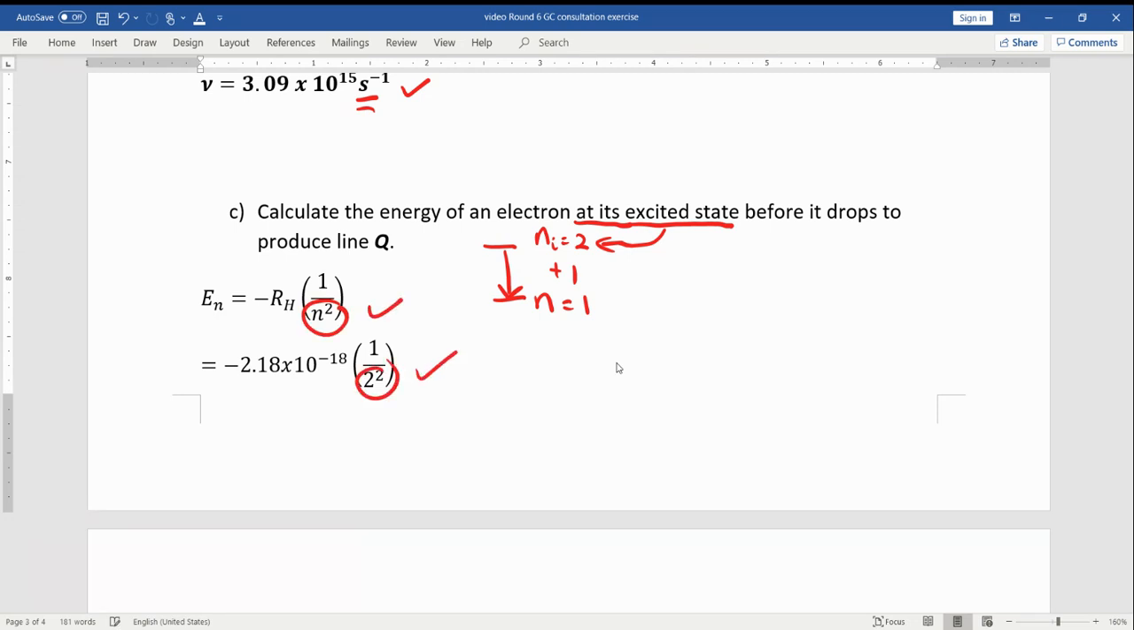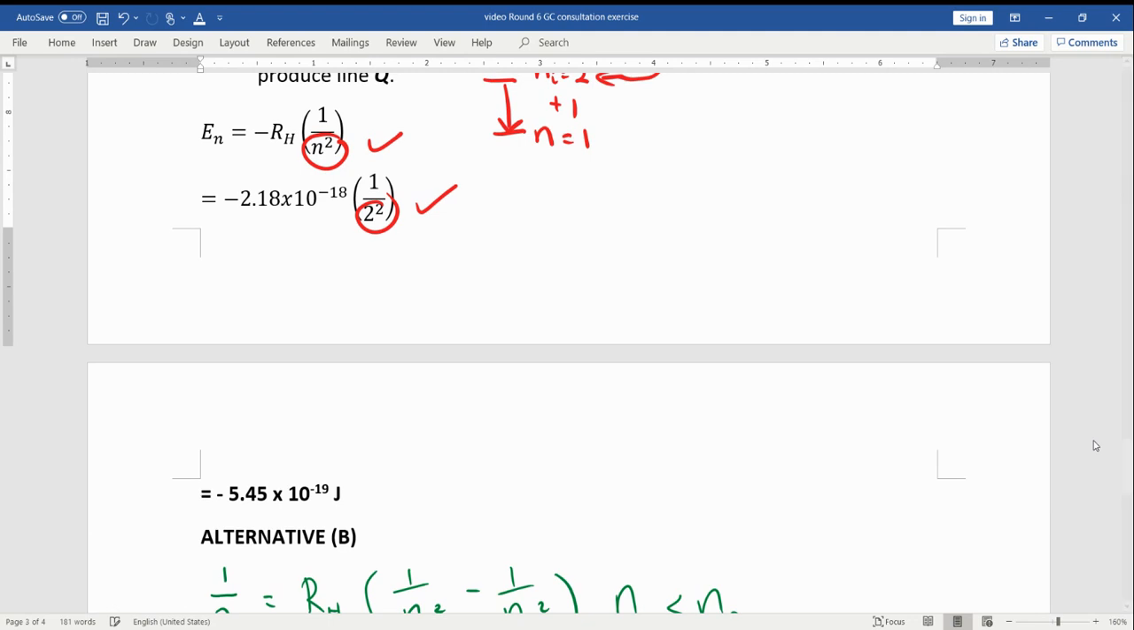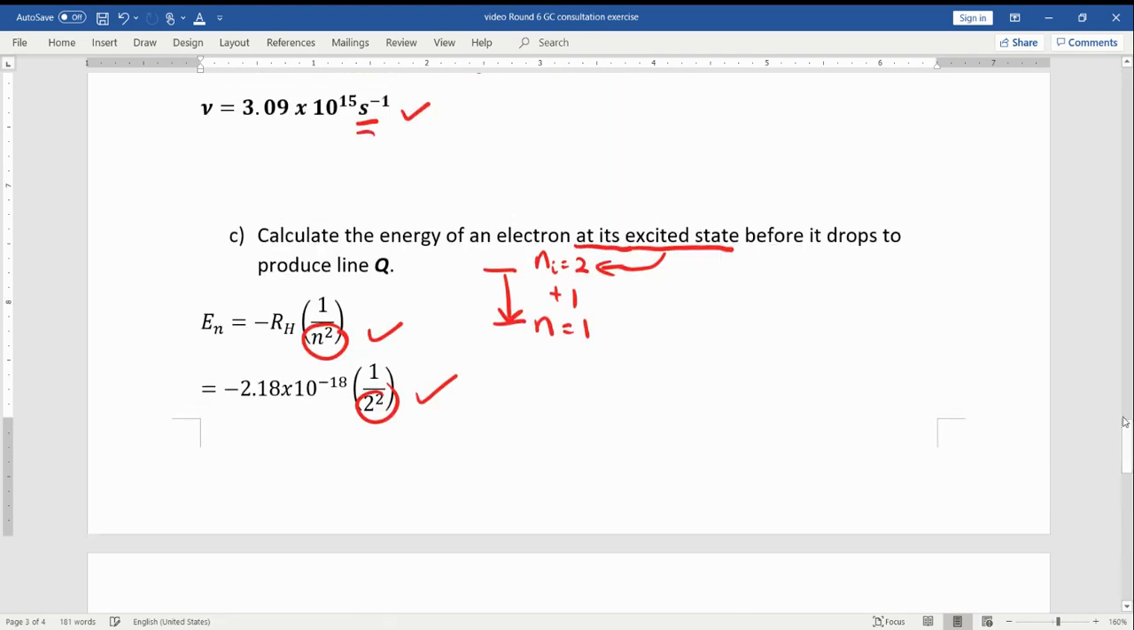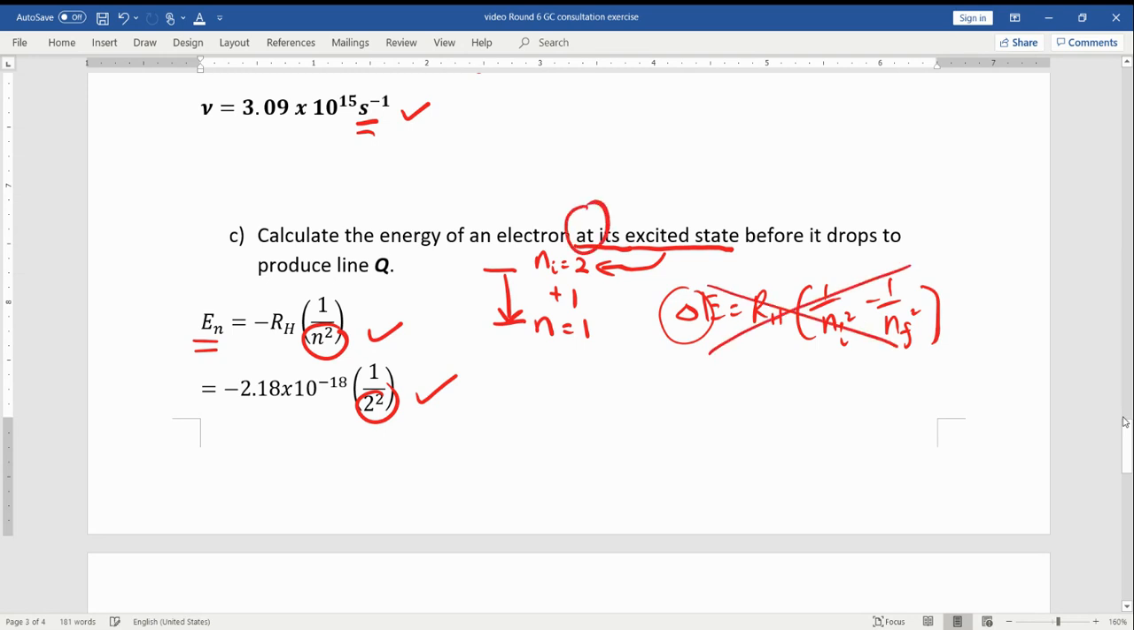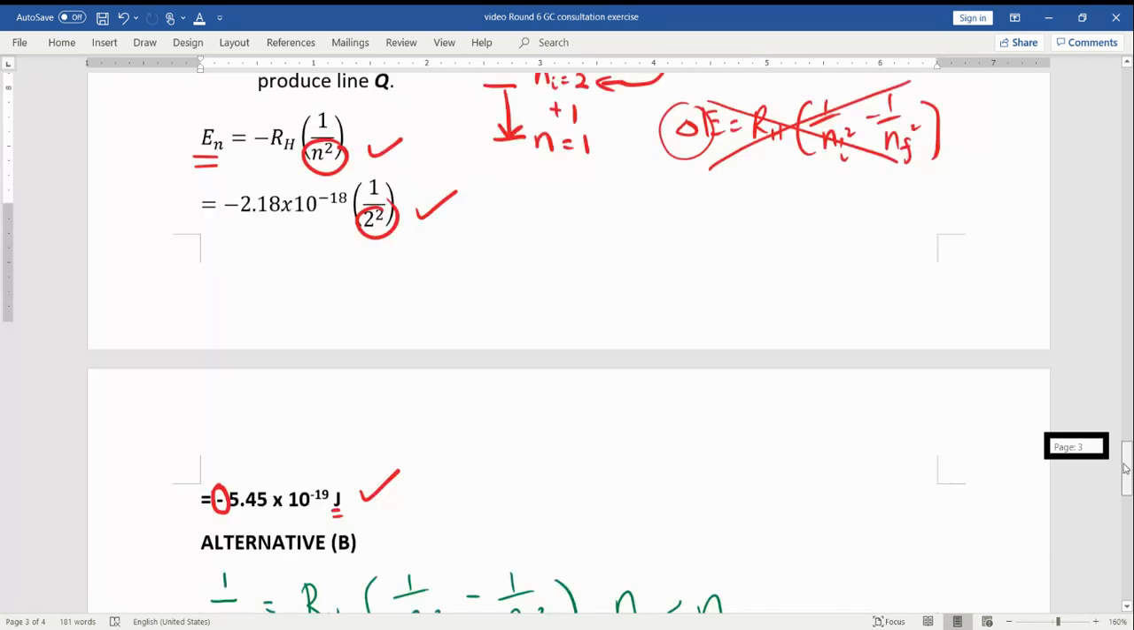So 1, 2, 3 with negative and unit. Now some students do not use this formula. They still use energy change equals RH times 1 over n initial squared minus 1 over n final squared. This is not acceptable because it says that at its excited state.